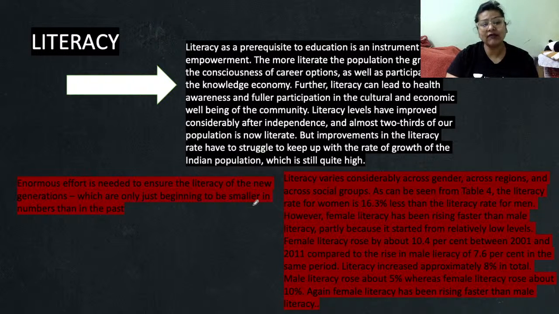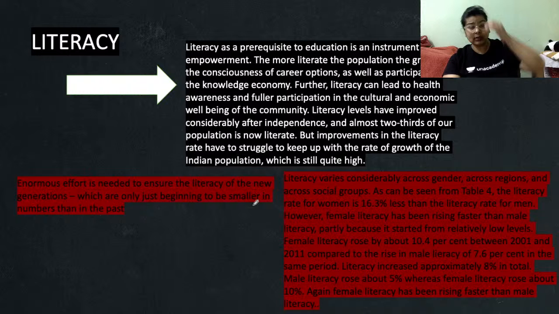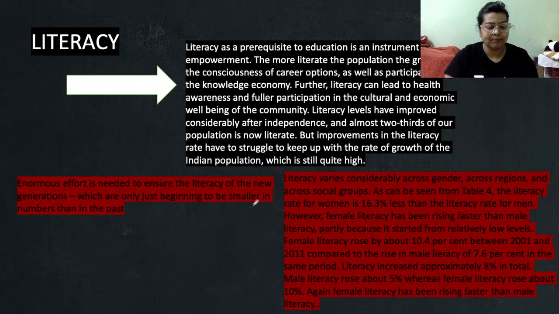Literacy was one feature which had an enormous effect, and it was needed to ensure the literacy of the new generations, which was only the beginning, to make the number of illiterates smaller than in the past. This played an important role. It varied considerably across genders, regions and social groups. As we can see from the table, 16.3 was the lower literacy rate for men. This was basically a prerequisite to empowerment.